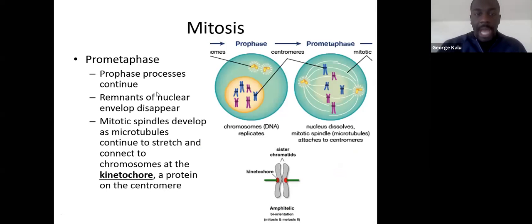So what's going to be happening in prometaphase is the nuclear envelope is going to finish disappearing. It's going to finish breaking down. And then the microtubules are going to fully push all of your centrosomes to the opposite ends of the cells. And then those microtubules are going to begin to latch onto each of the chromosomes at a particular region called the kinetochore. This kinetochore is just a protein that's going to attach to the mitotic spindles.